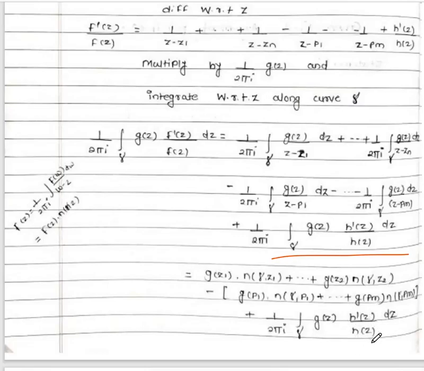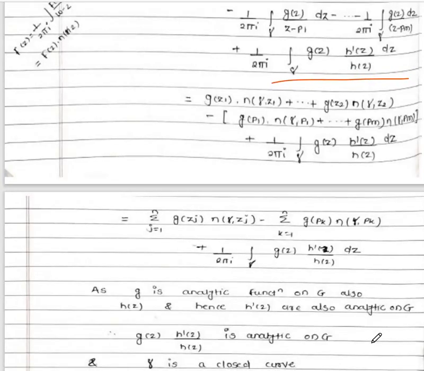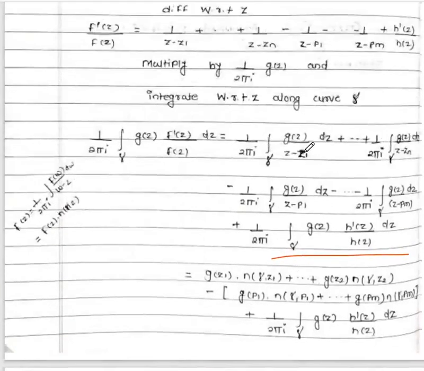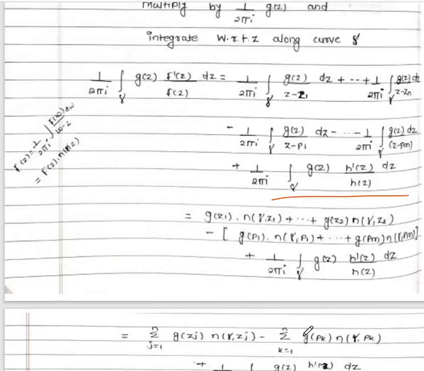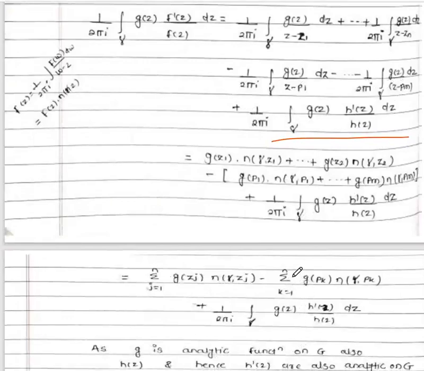Now here, if you see, the plus terms can be written together and then we will write the minus terms. So the plus terms can be written as summation j equal to 1 to n g of zj eta of gamma, zj, in summation form, minus the second term, that is minus summation k equal to 1 to m g of pk eta of gamma, pk, and the last term plus 1 upon 2 pi i integral over curve gamma g of z h dash of z upon h of z dz as it is.